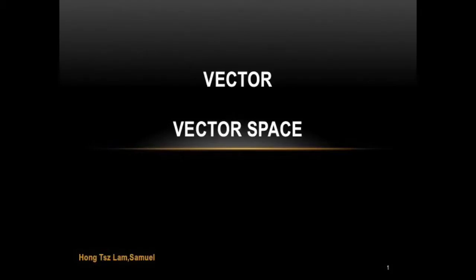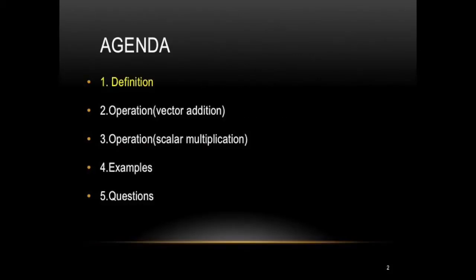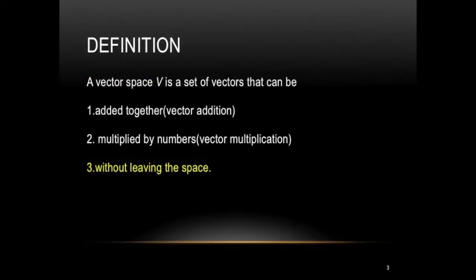In today's tutorial, we will talk about vector space. First, we will talk about the definition of vector space. Definition: a vector space V is a set of vectors that can be added together, which is the vector addition, and multiplied by numbers, which is the scalar multiplication, without leaving the space. It means that when vectors are added or multiplied, the resultant vector is also in the set V.